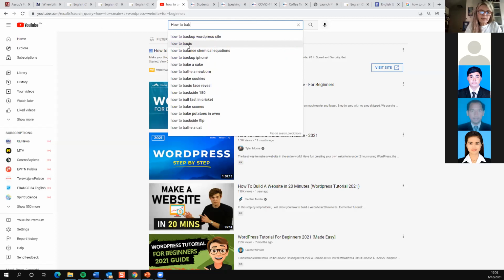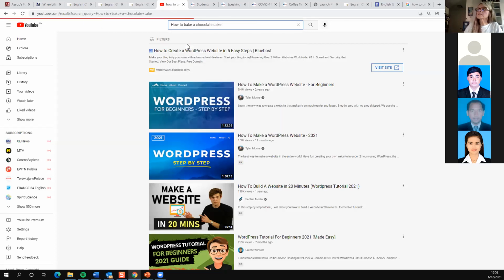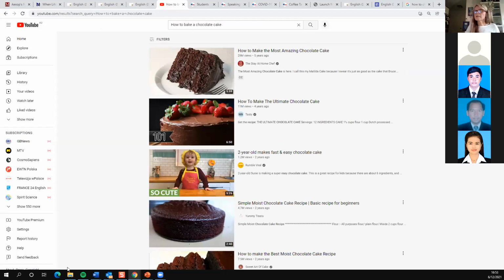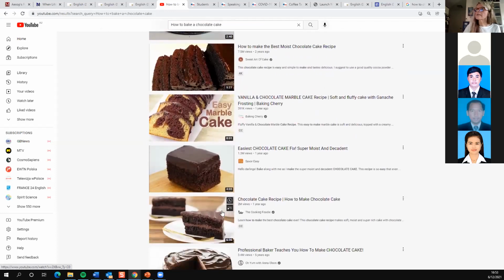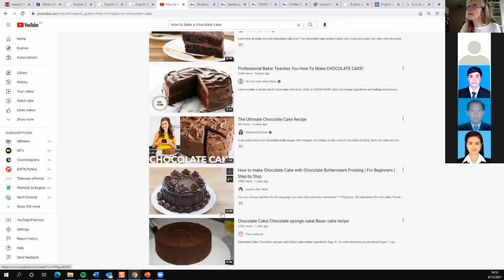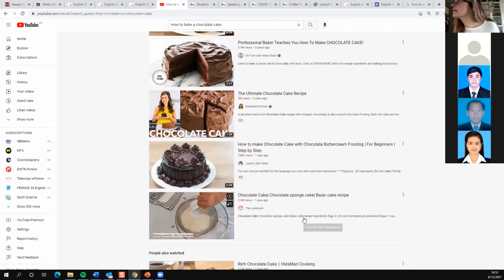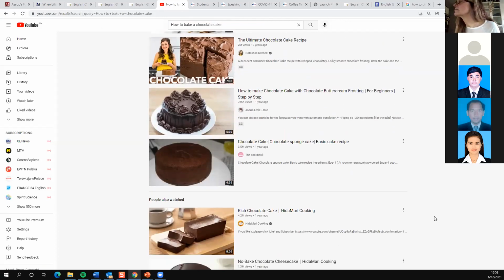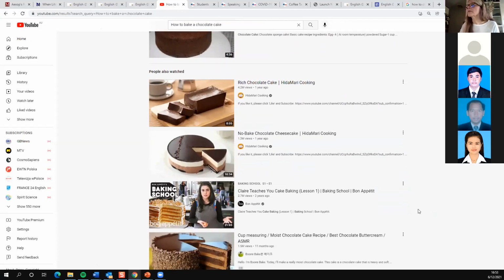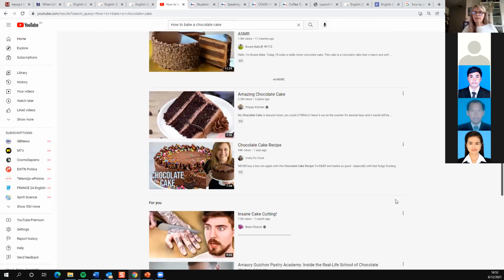How to bake a chocolate cake. Look at that. Pick your cake and bake it. I'll pick none, because I'll be fat if I ate them. So, right. So this is your literacy skill lesson for today.